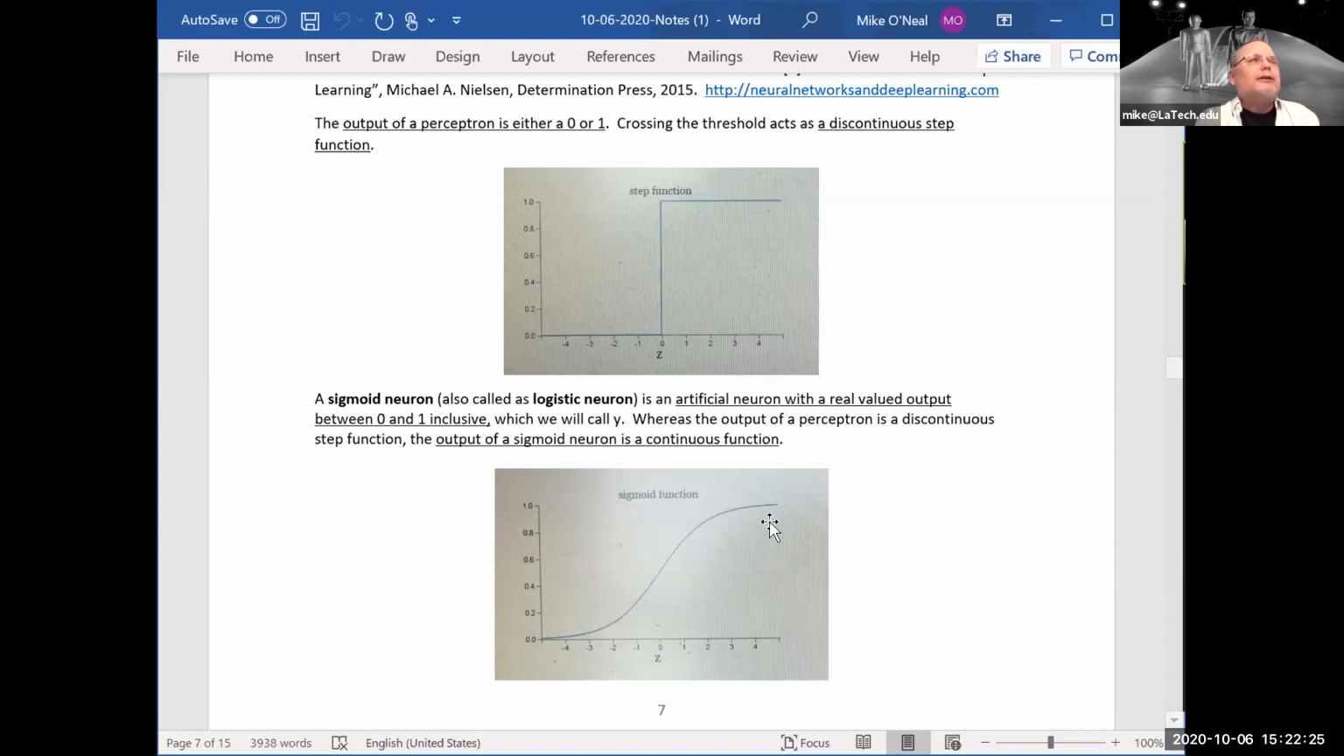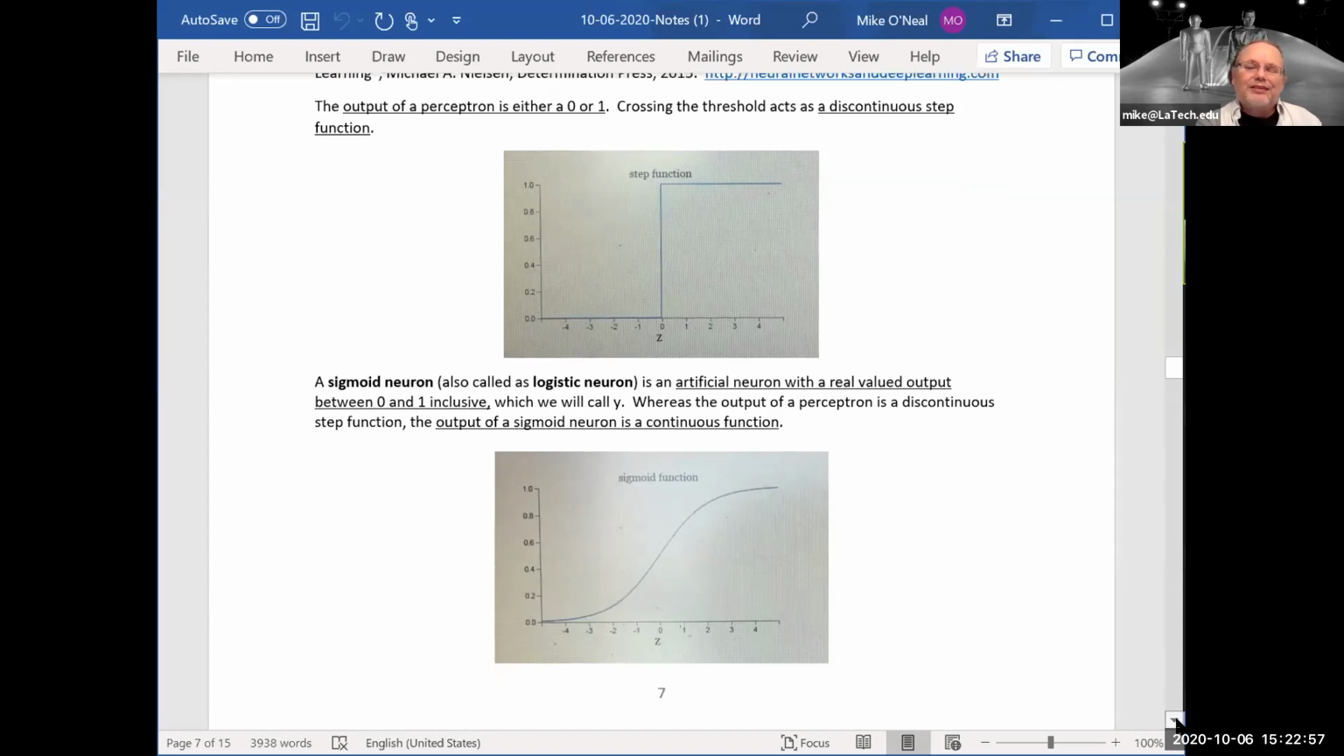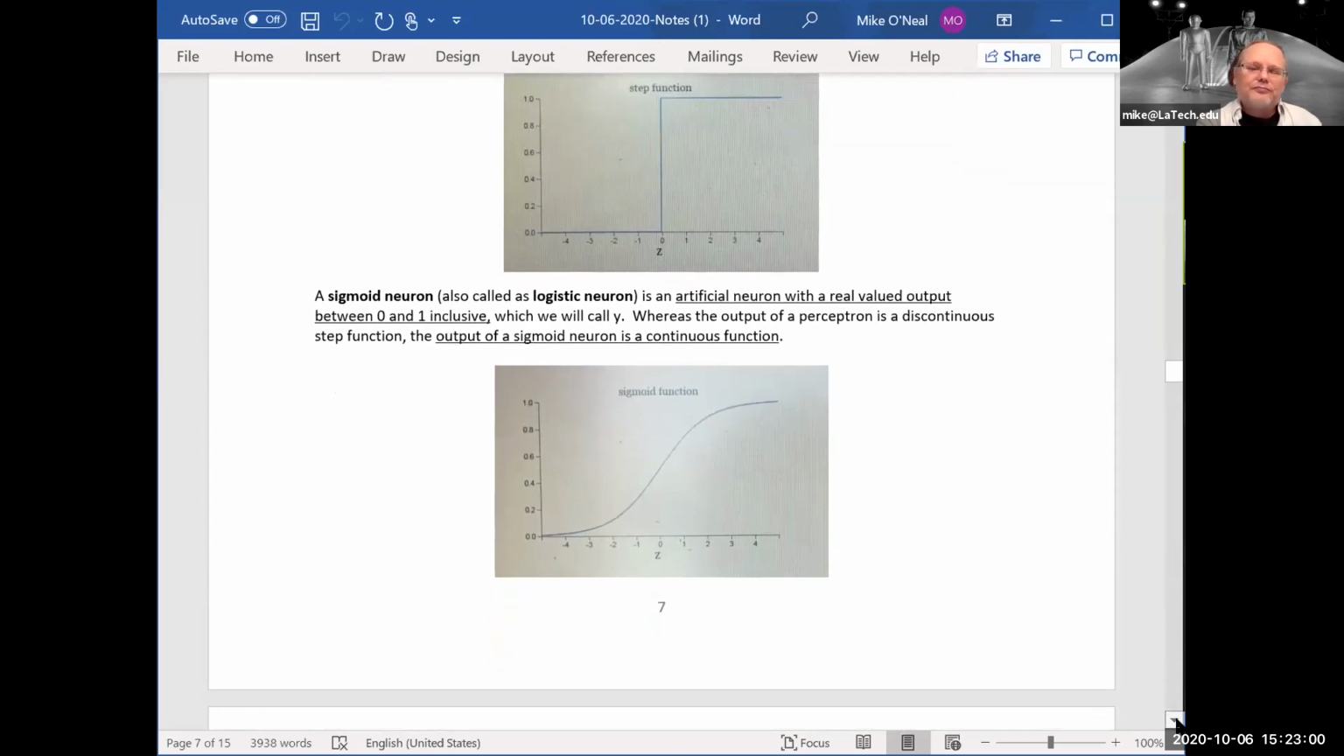There are different functions that you can use for the output. The one that we will talk about is called the sigmoidal function, the sigmoid, and these are called sigmoid neurons or sigmoidal neurons. Sometimes they're called logistic neurons. But the only difference is that you get a real valued output between 0 and 1 inclusive instead of a step function that's either 0 or 1. So that's the only difference you have here.